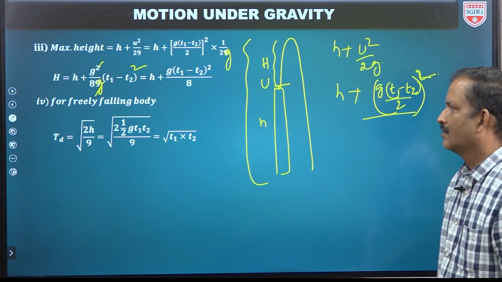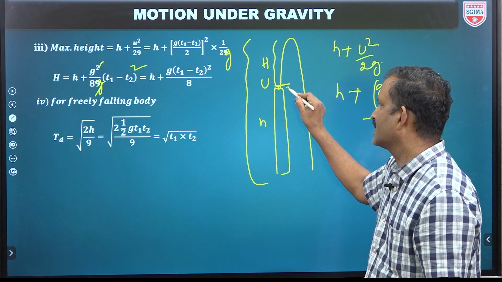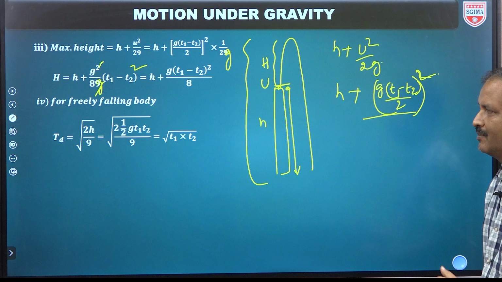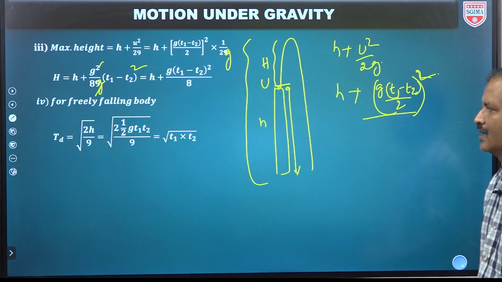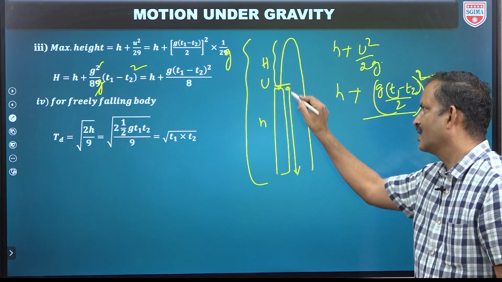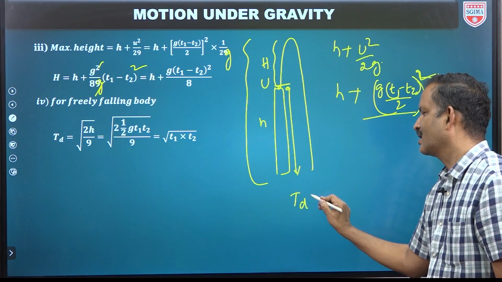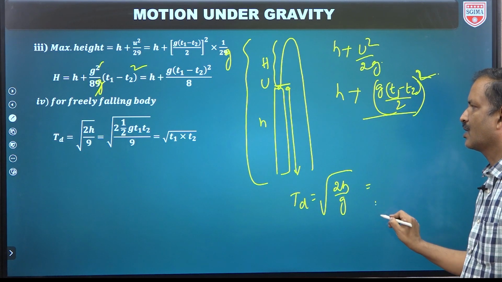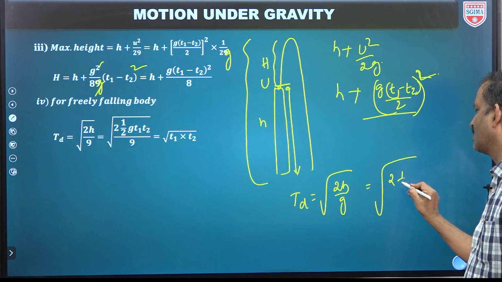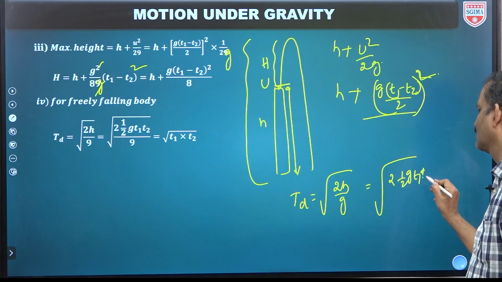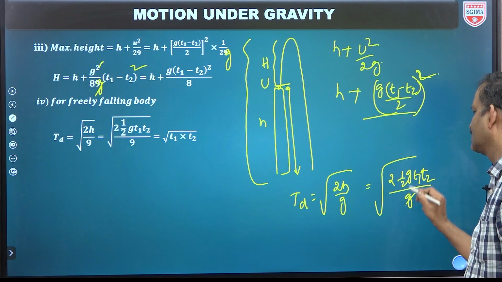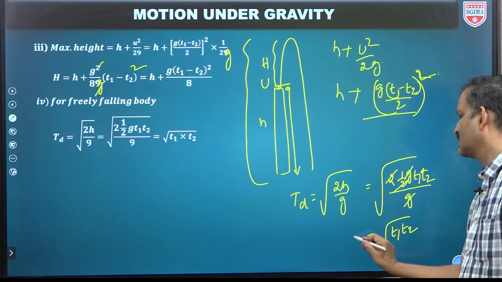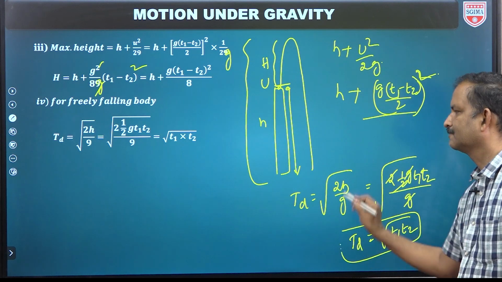Now, for a freely falling body, suppose from this height a body is released freely, what is the time taken to reach the ground? You know that for a freely falling body, the time of descent formula is root of 2h by g, root of 2 into h value half g t1 t2 by g. g will cancel, 2 will cancel, root of t1 t2. This is the time of descent.